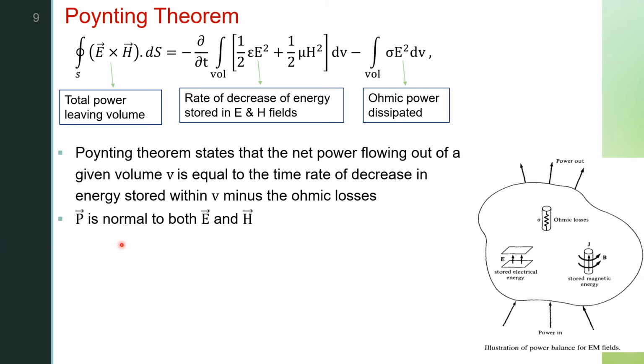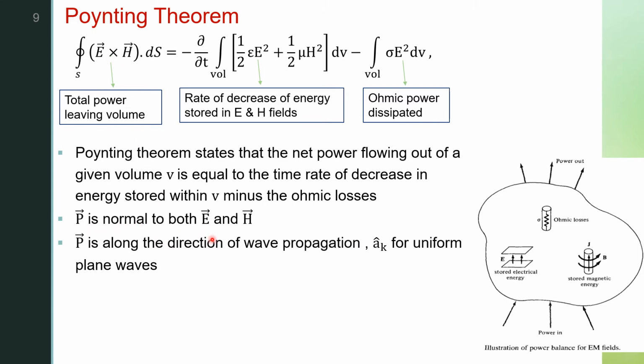Here the expression for P was P is equal to E cross H. So that means P is normal to electric field and magnetic field. Or we can say the direction of Poynting vector is along the direction of wave propagation, represented by unit vector aK. That's for a uniform plane wave. So aK is equal to aE cross aH, where aE represents the direction of electric field, aH represents the direction of magnetic field, and aK represents the direction of wave propagation.